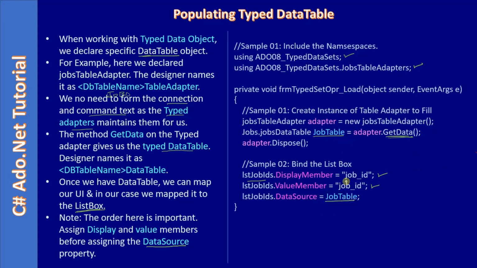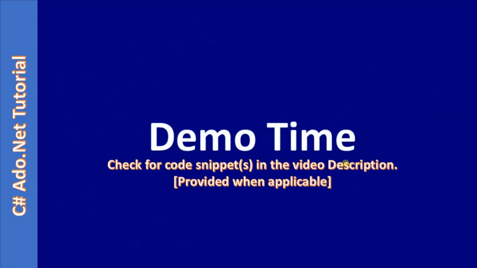That's all the code. And if you see, with the typed dataset, we simply made a call to the getData method. We have the data table. Then we assigned the display member and value member of our list box. Then we assigned the data source. Alright, now let's go to the demo and see how this is working.